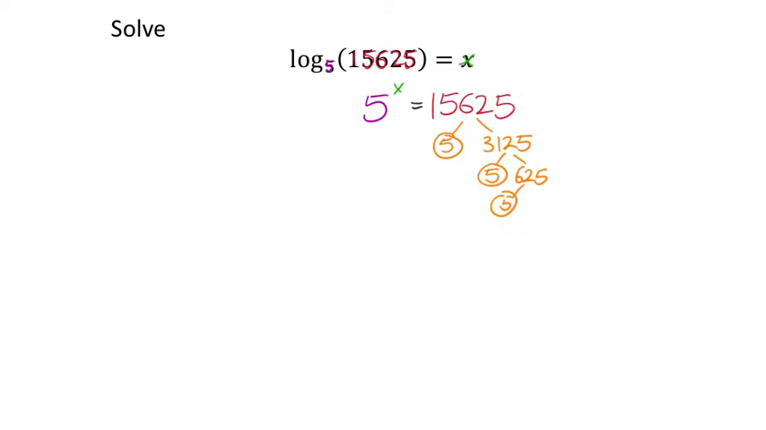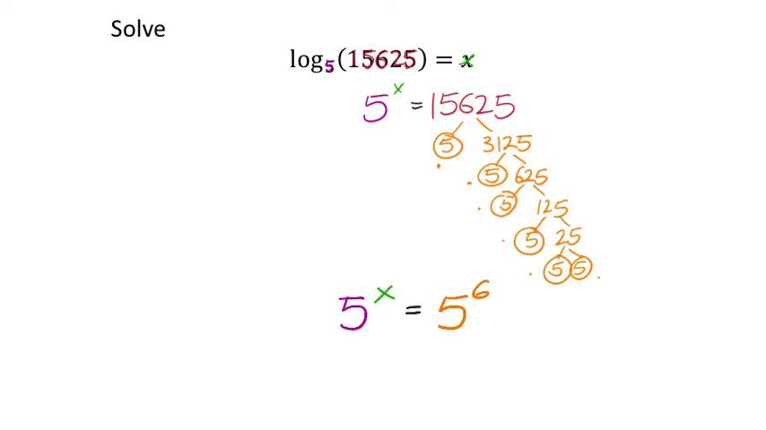And that would be, thank you, 125. Divide that by 5, and you get 25. And 25 is 5 to the power of 2, or 5 squared, 5 times 5. So let's rewrite this then. So now I have 5 to the power of 6 equals 5 to the power of x.